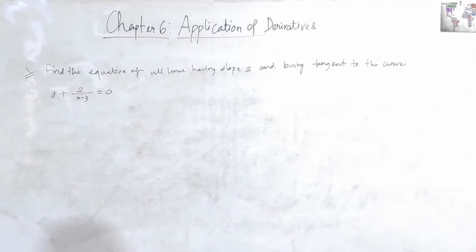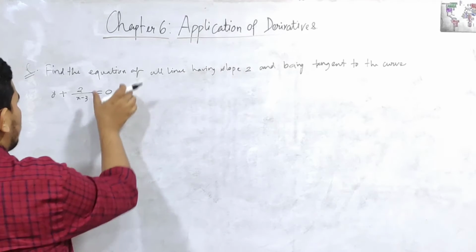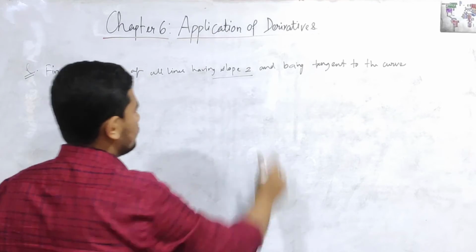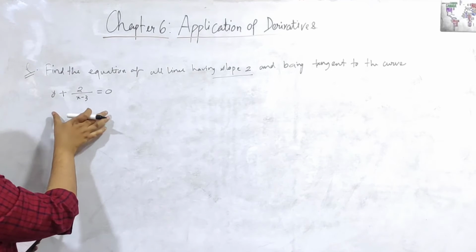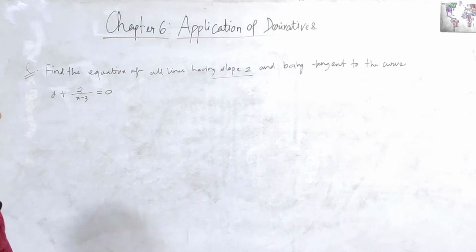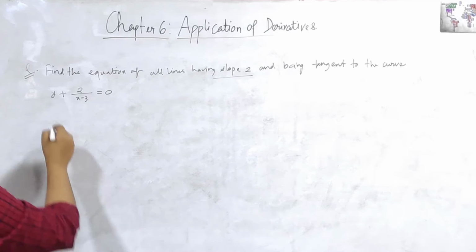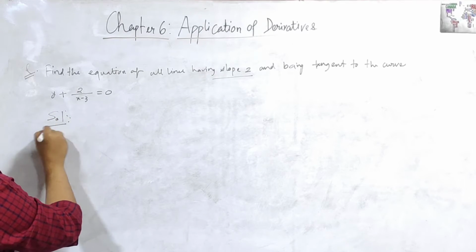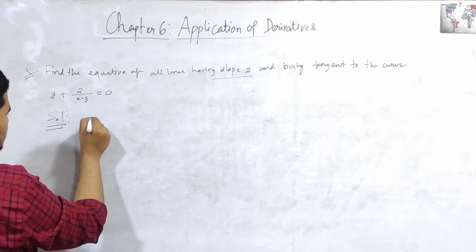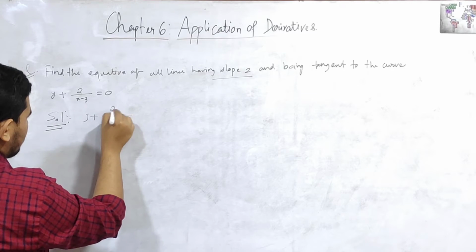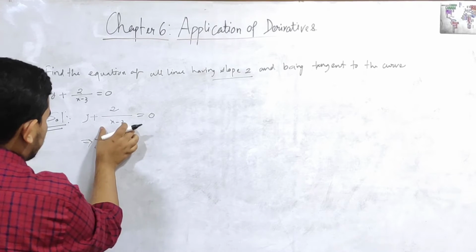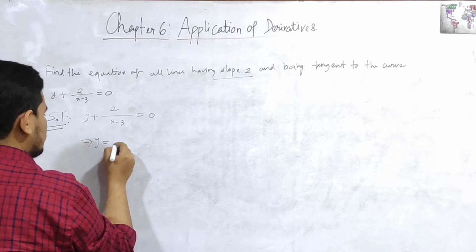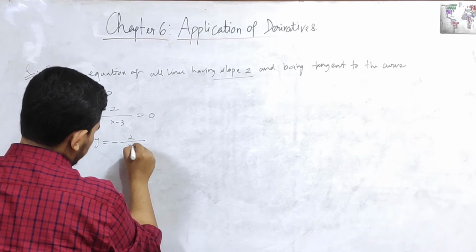So now how to find this? We are given: find the equation of all lines having slope 2 and which are tangent to the curve denoted by y plus 2 minus 2 by x minus 3 equal to 0. First of all, you need to find the derivative of this expression. Let's suppose I take this term towards the right side of the equal sign.